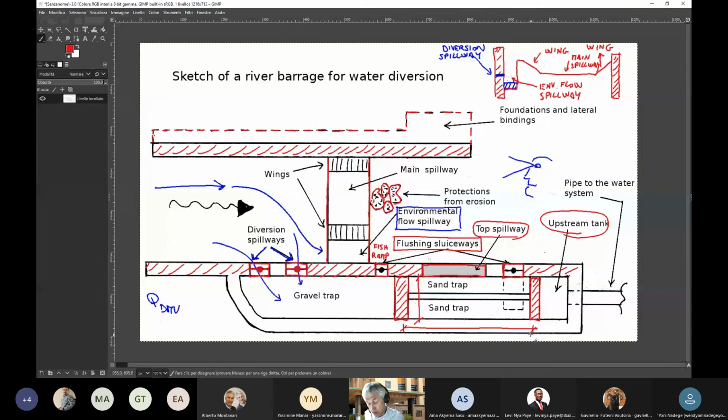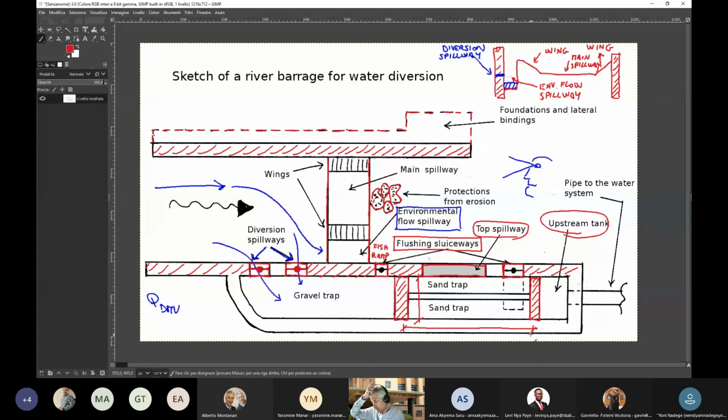What is the reason? The reason is that gravel is quicker in settling down, quicker sedimentation with respect to sand. So usually the length of the travel along the flow to allow sedimentation of gravel is much lower than the length of the travel to allow sedimentation of sand, okay?